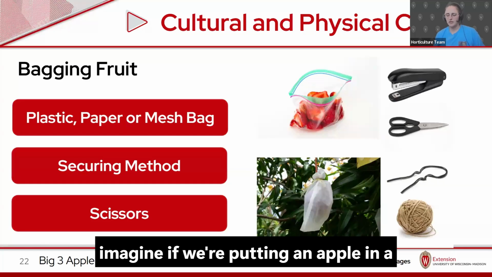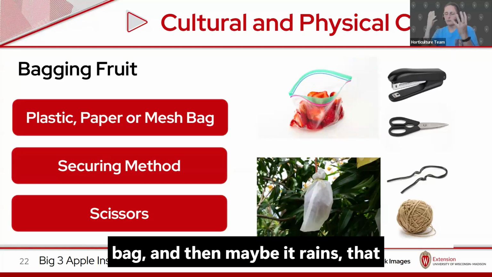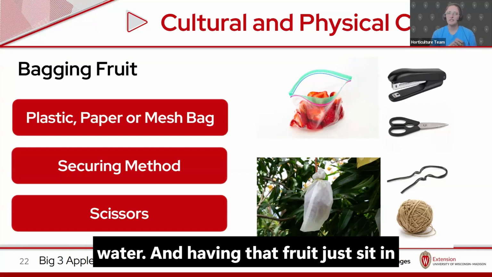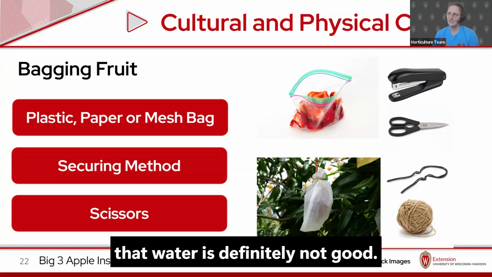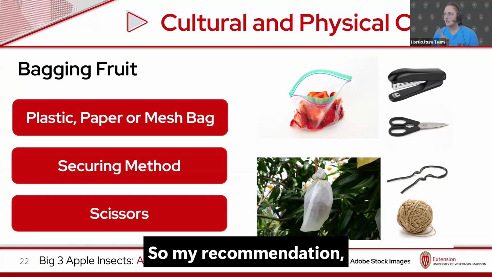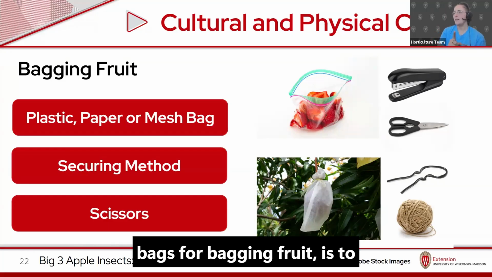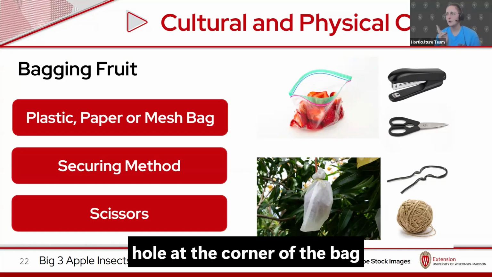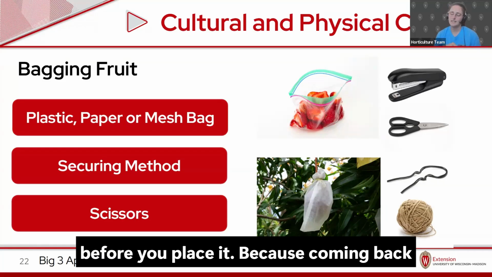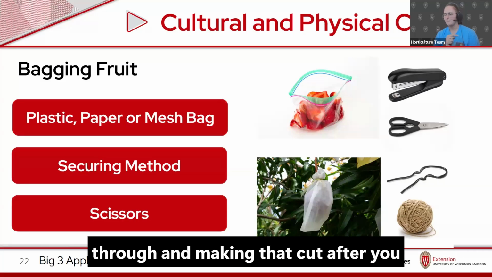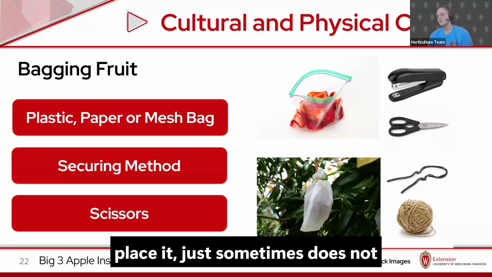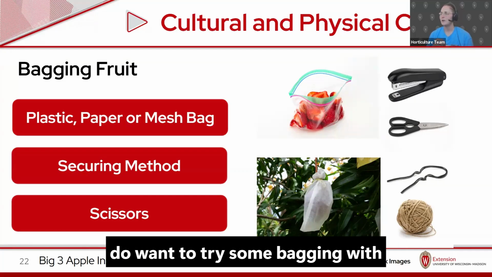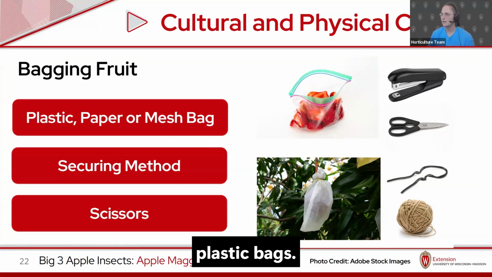If you can imagine, if we're putting an apple in a bag and then maybe it rains, that bag might fill with some water, and having that fruit just sit in that water is definitely not good. So my recommendation, if you do want to use plastic bags for bagging fruit, is to use the scissors to cut a little hole at the corner of the bag before you place it, because making that cut after you place it sometimes does not work out too well and is a little bit challenging. So that is my key tip if you do want to try some bagging with plastic bags.